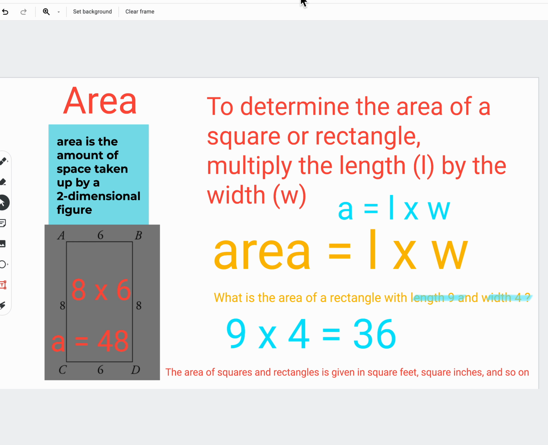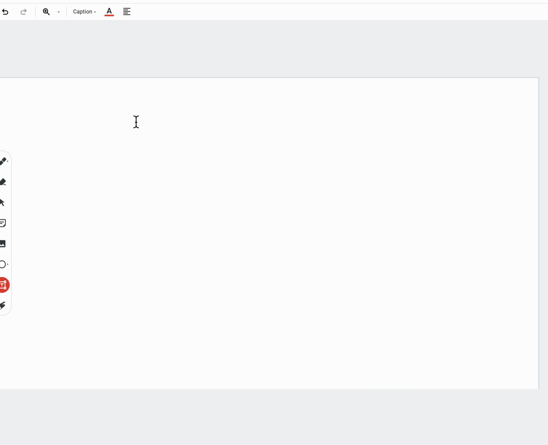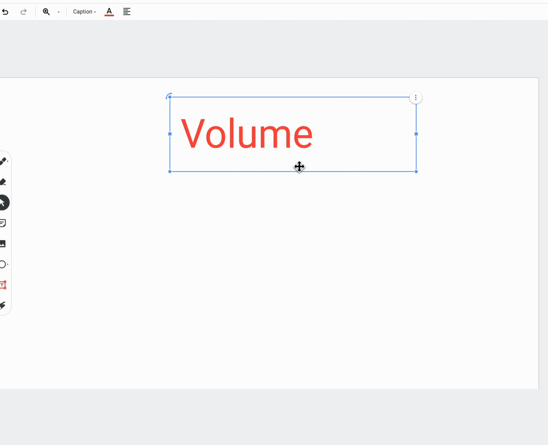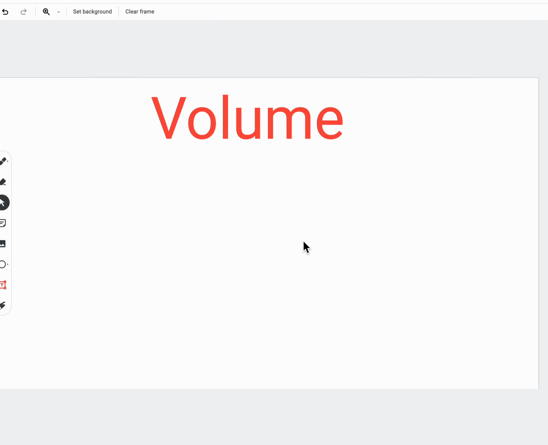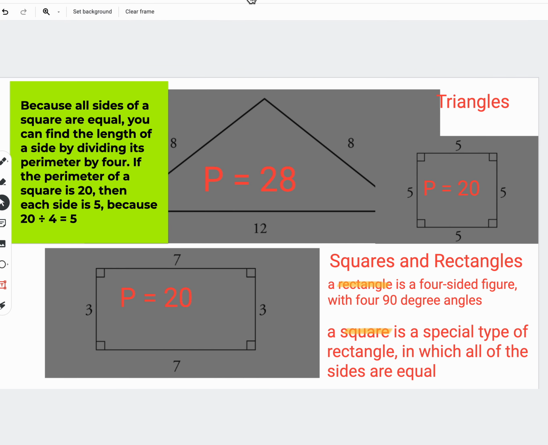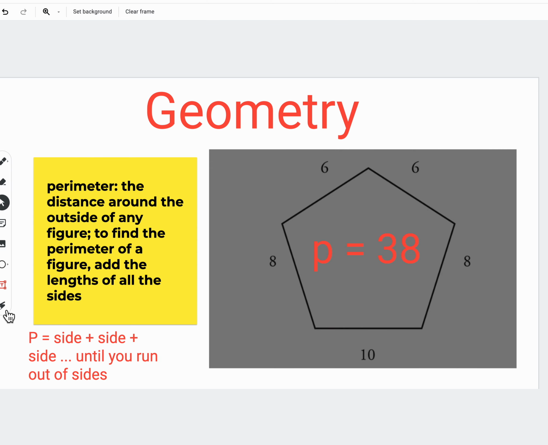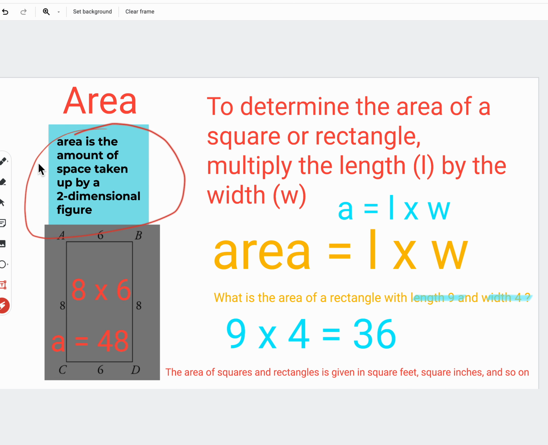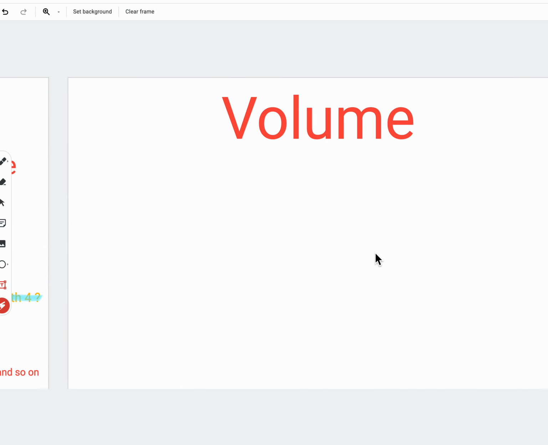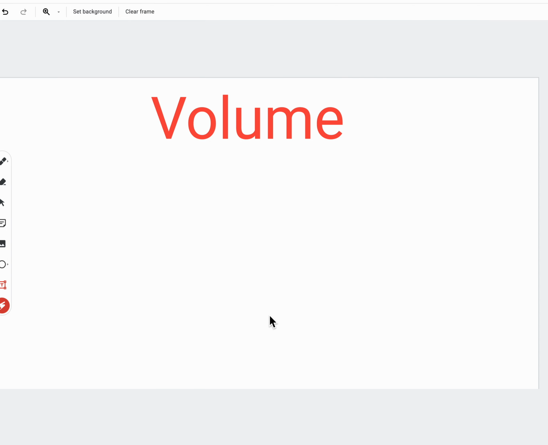Now let's take a look at volume. Let's remember perimeter is the distance around the outside of any figure. Area is the amount of space taken up by a two-dimensional figure. Volume is similar to area, except it takes into account a third dimension.